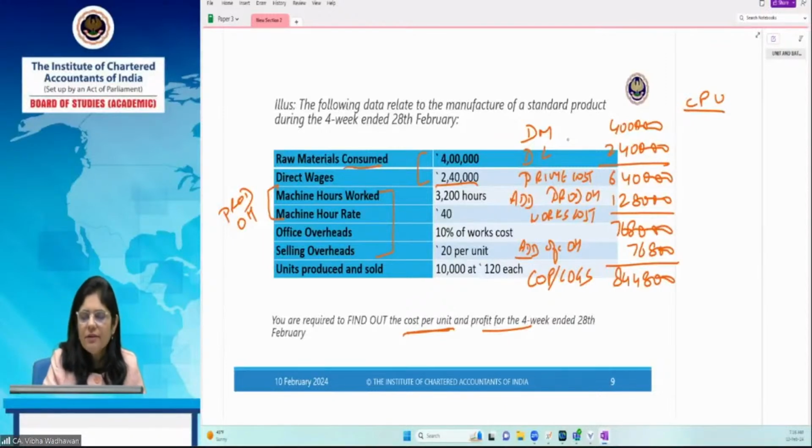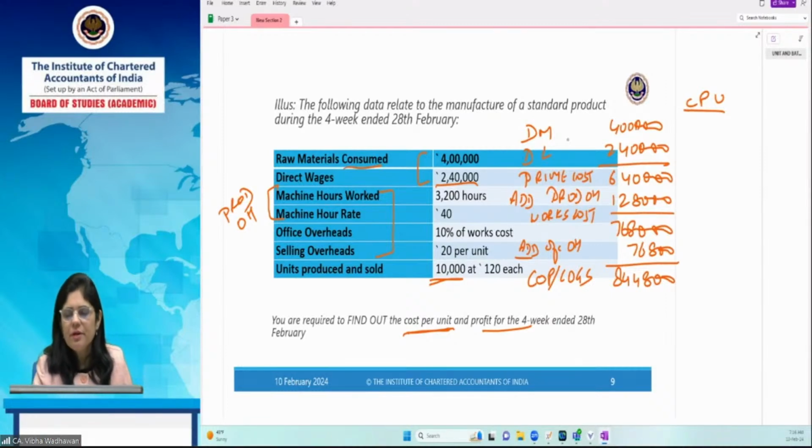Because you have to calculate per unit also. Cost per unit. And the units are 10,000. You can see the units produced and sold. That means there is no stock. Units produced and sold are 10,000. Clear? So you just calculate per unit also.